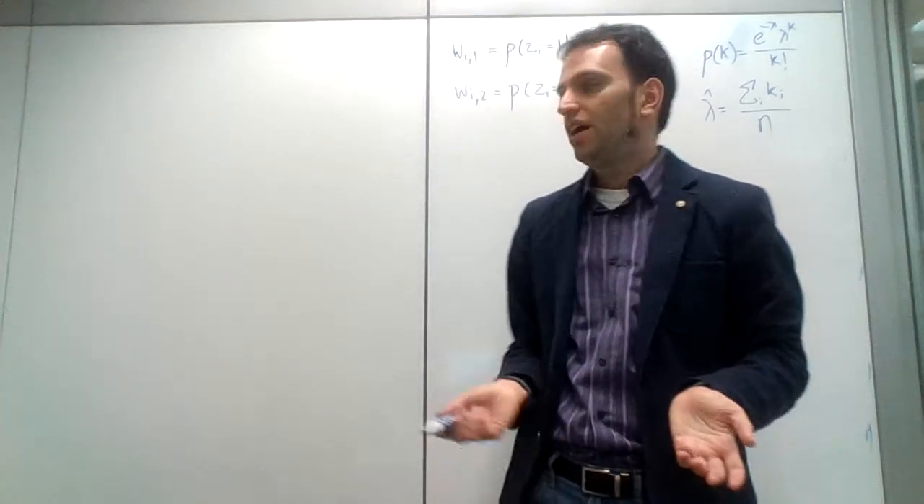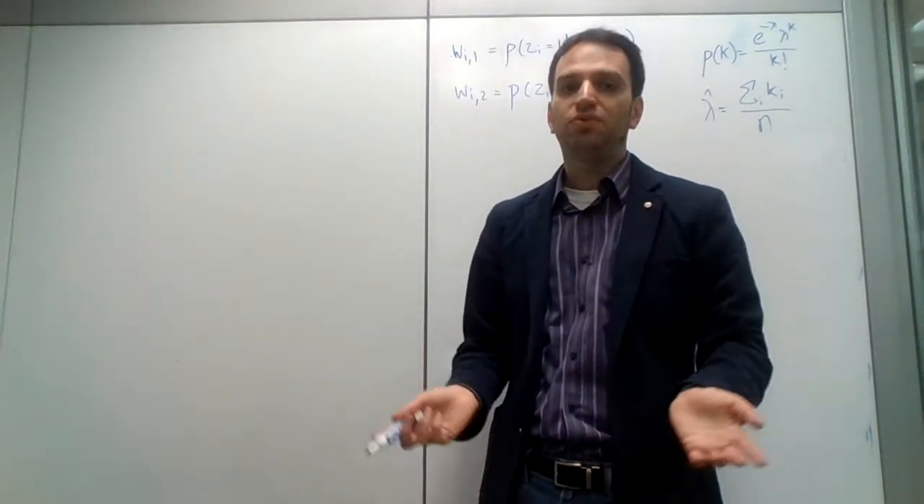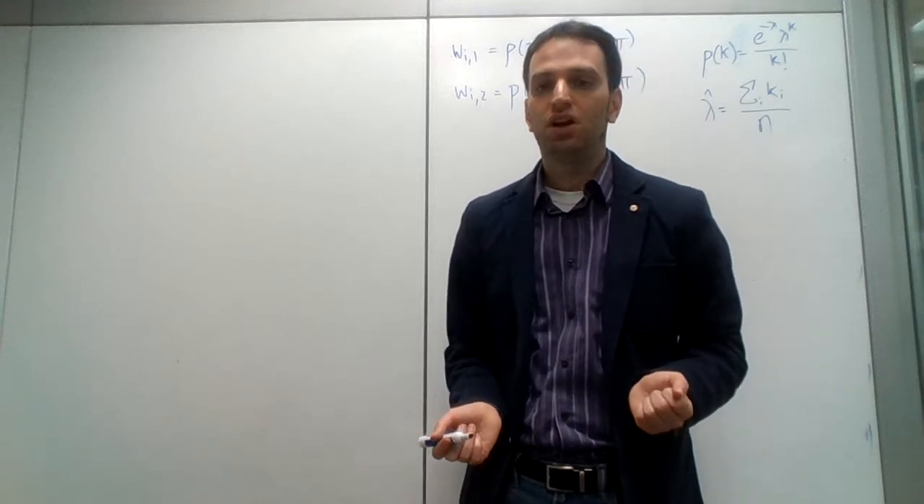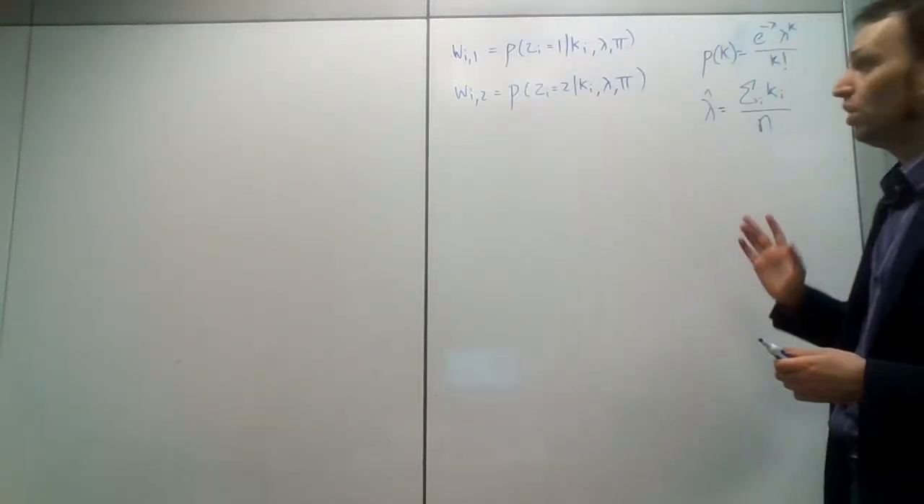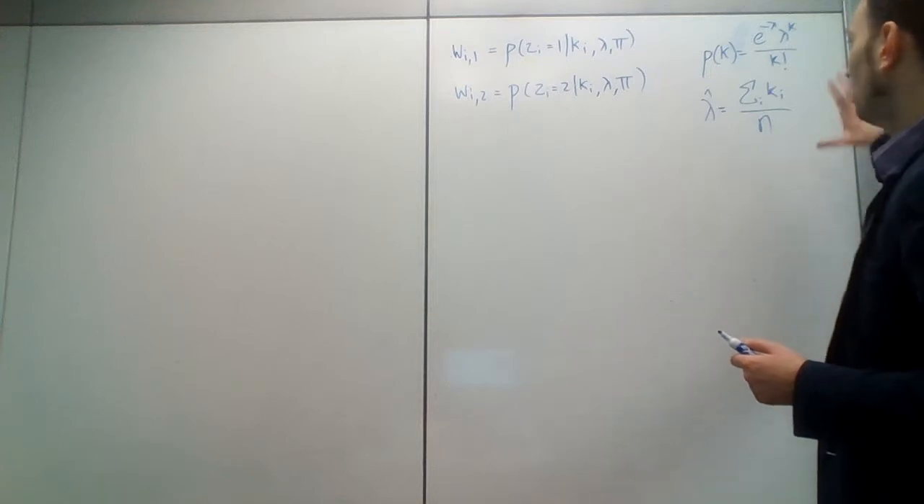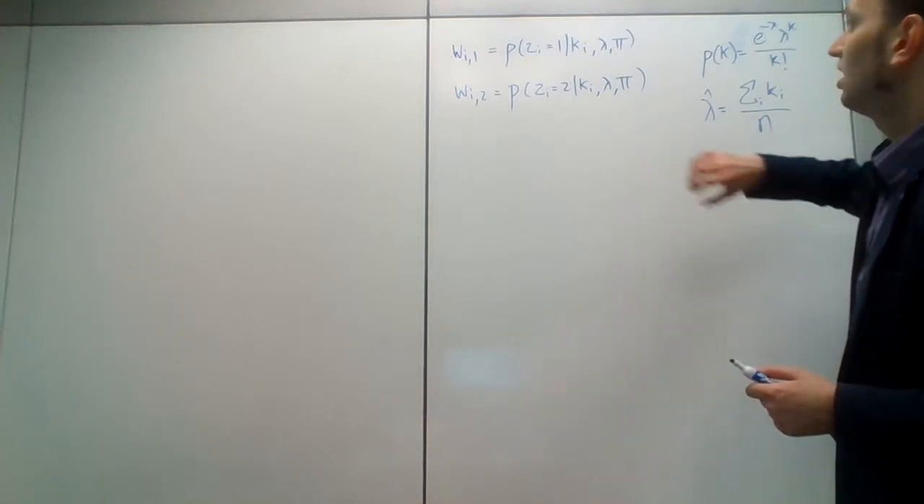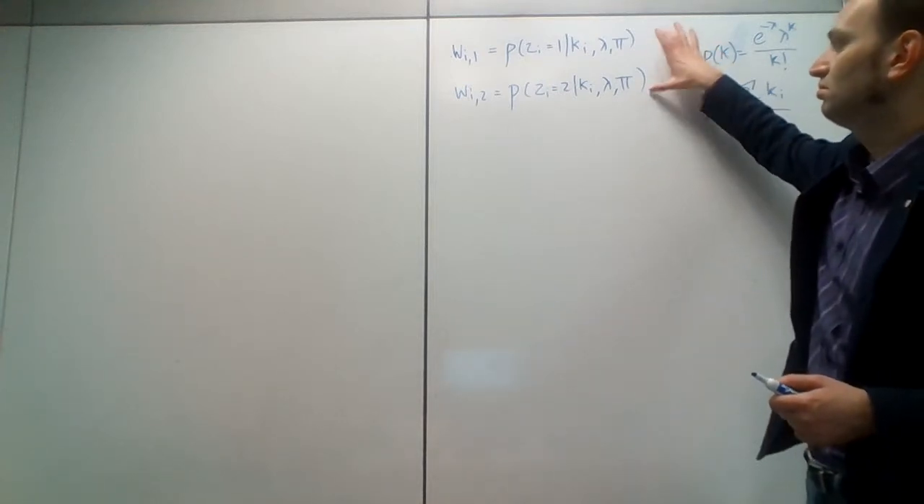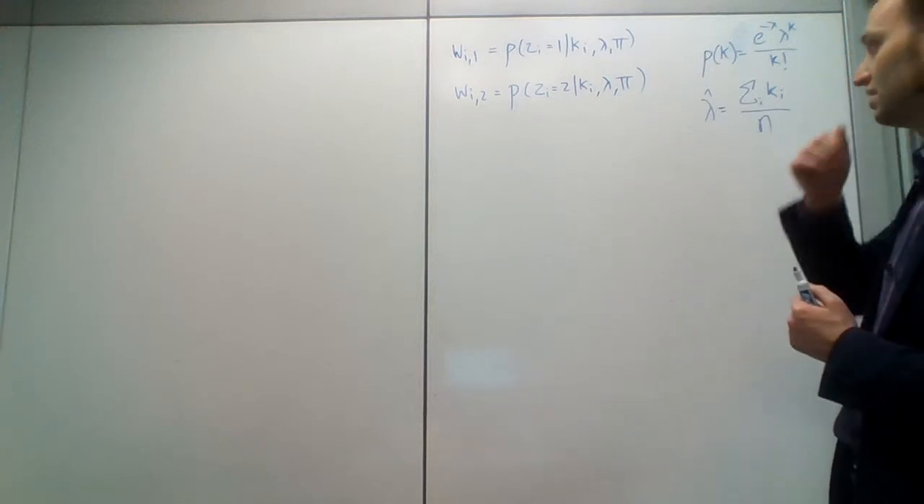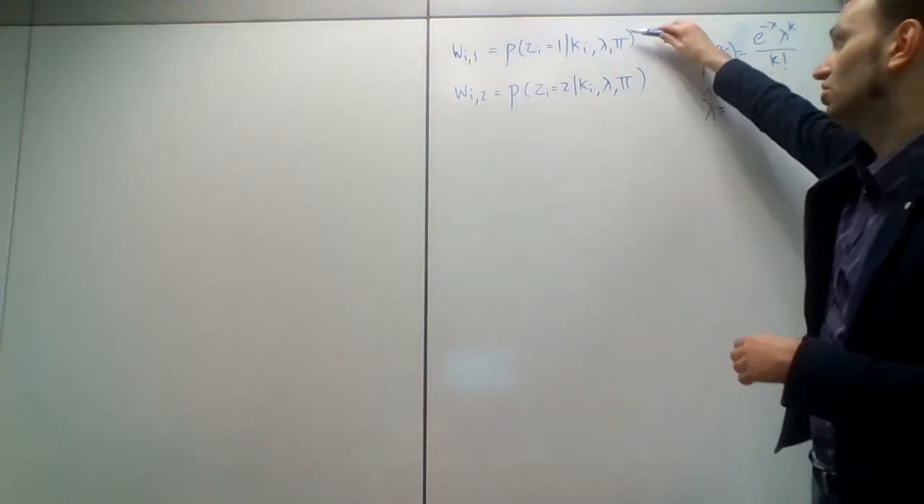In this video, I want to do the M step for our mixture of Poisson's model. So what do we have so far? So far, we have our model, right? And we have the soft assignments that we came up with. So what do the soft assignments mean?